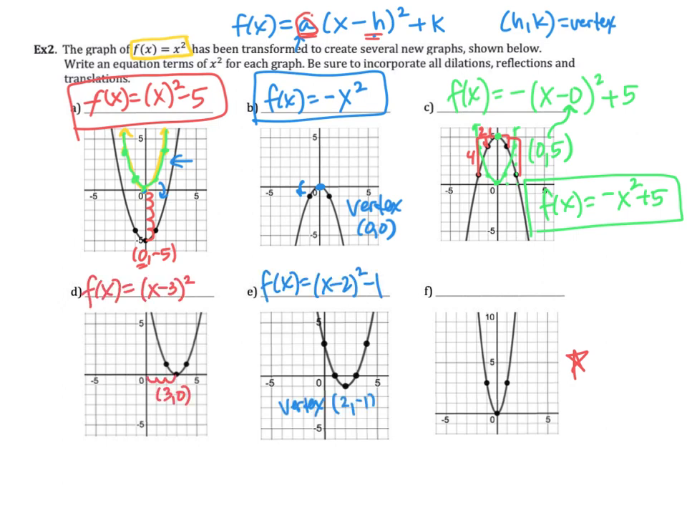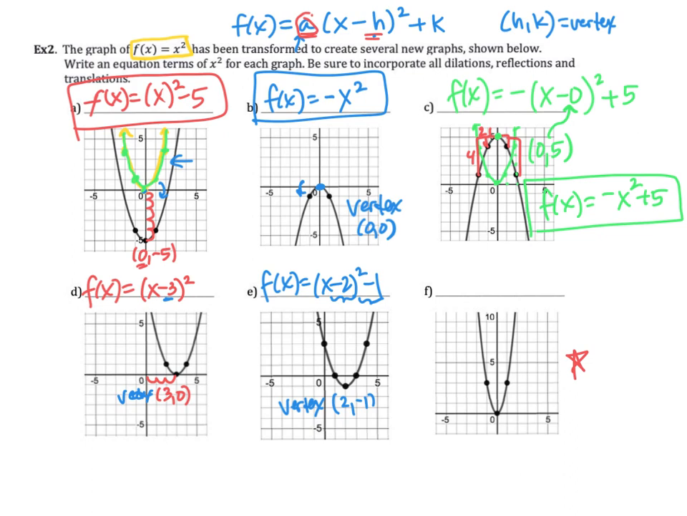Okay, so for letter D, the vertex right here is just 3, 0. There wasn't any reflection, there wasn't any stretching, and so all we did was move to the right 3. So I put in right 3, which is -3 instead of +3. It didn't go up or down, so it's just x minus 3, the quantity squared. For letter E, we moved to the right 2 and down 1, and so you can see I put in -2 because we moved right 2 and down 1, which is -1, and so this is my new parabola. F of x equals x minus 2, the quantity squared, -1.